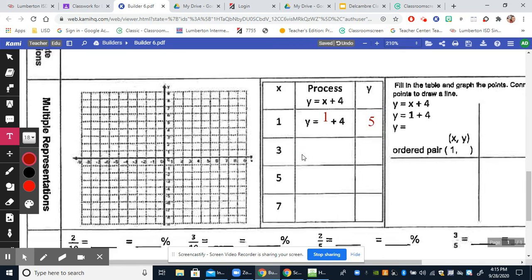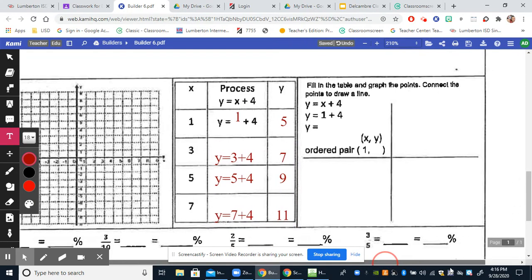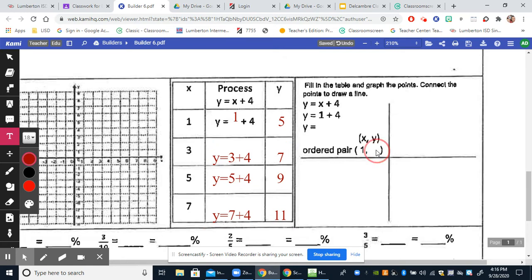Coming down to this one, y equals, x is 3, so 3 plus 4, and 3 plus 4 equals 7. Going down to the next one, y equals, x is 5, so y equals 5 plus 4, which is equal to 9. And finally, y equals, x is 7, so 7 plus 4 gives me 11. Over here to the side, these are my ordered pairs. So I have 1, 5.